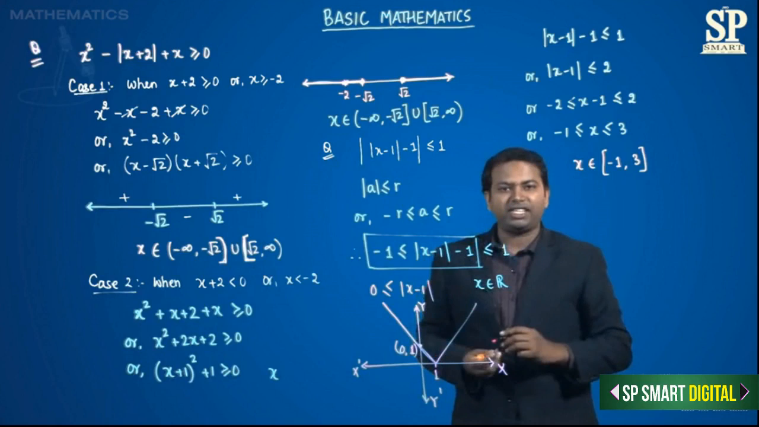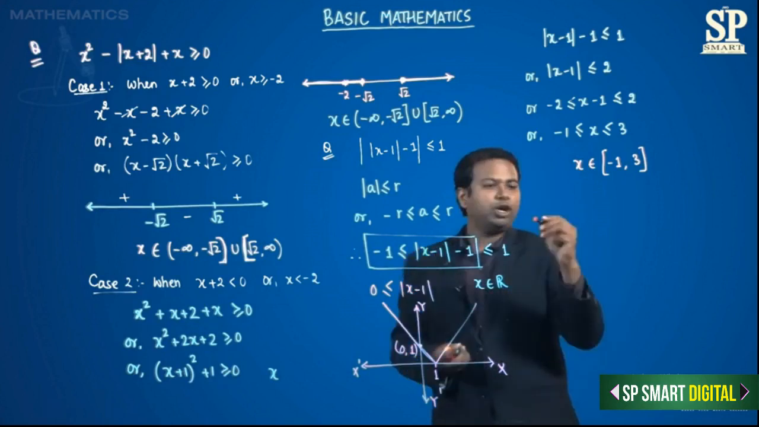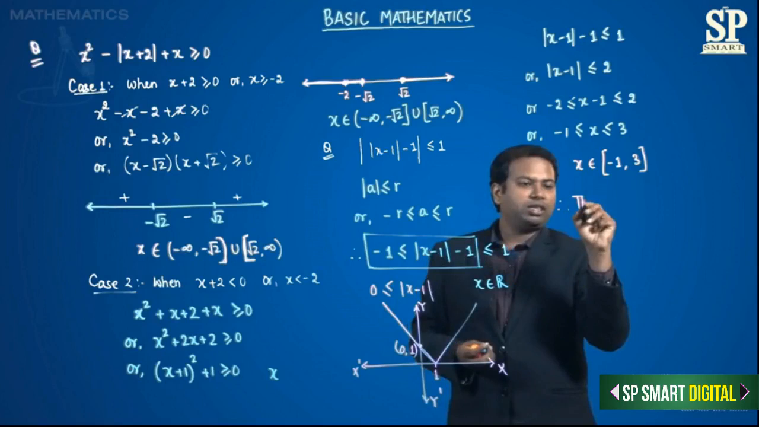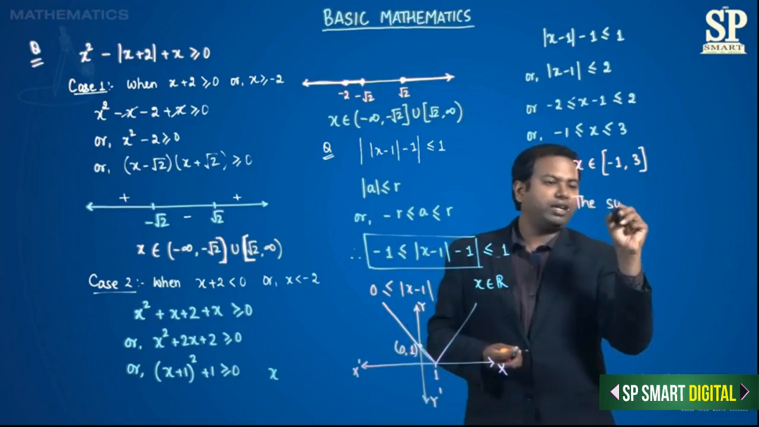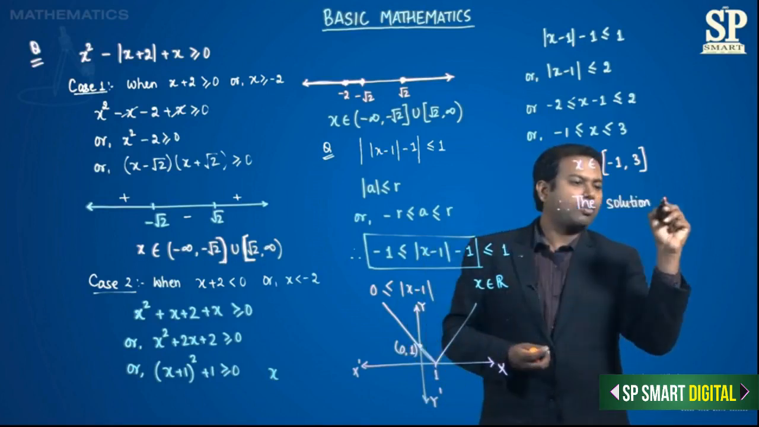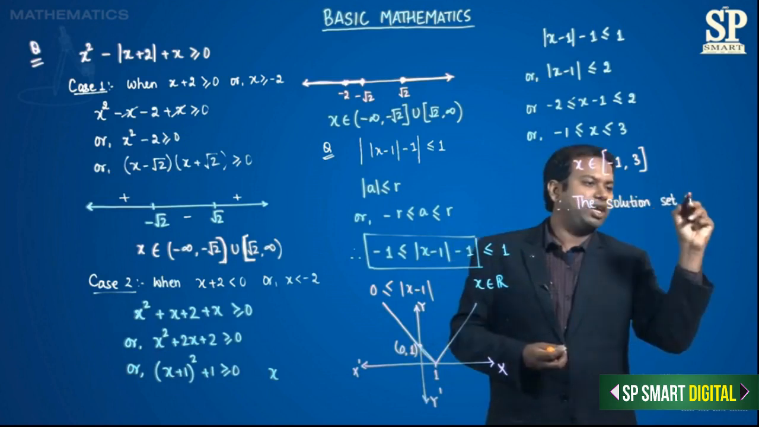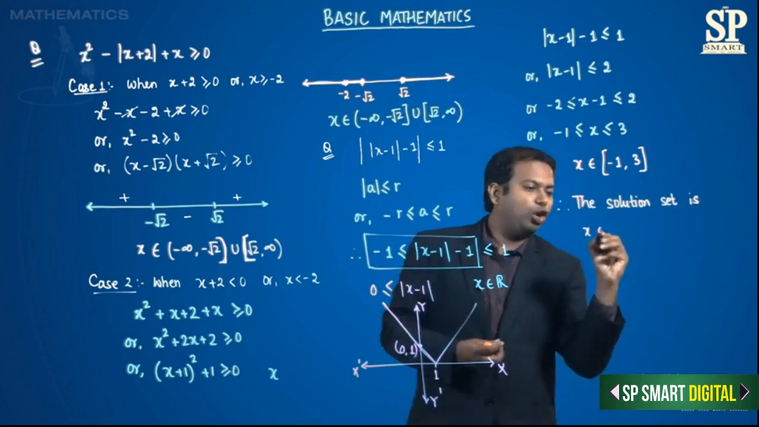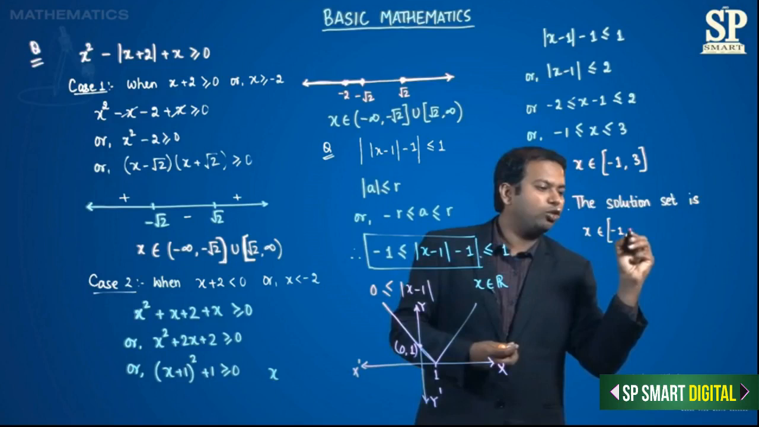And hence, if we take the intersection of these two solutions, we find that the solution set is x belonging to the closed interval minus 1, 3.